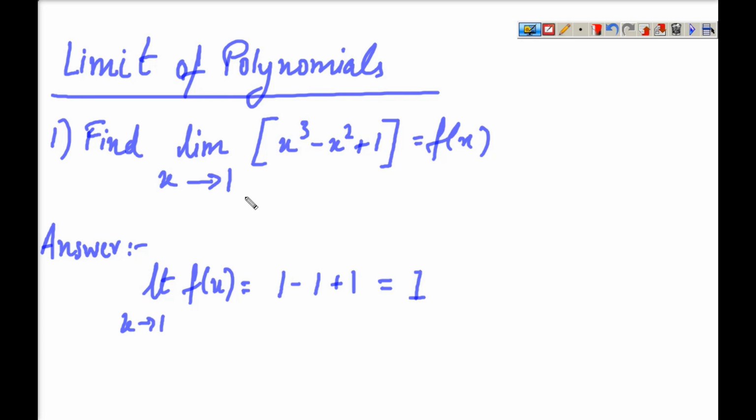So here we are given a polynomial, right? The highest power is 3, so the degree will be 3, and you have to find the limit when x is approaching 1.